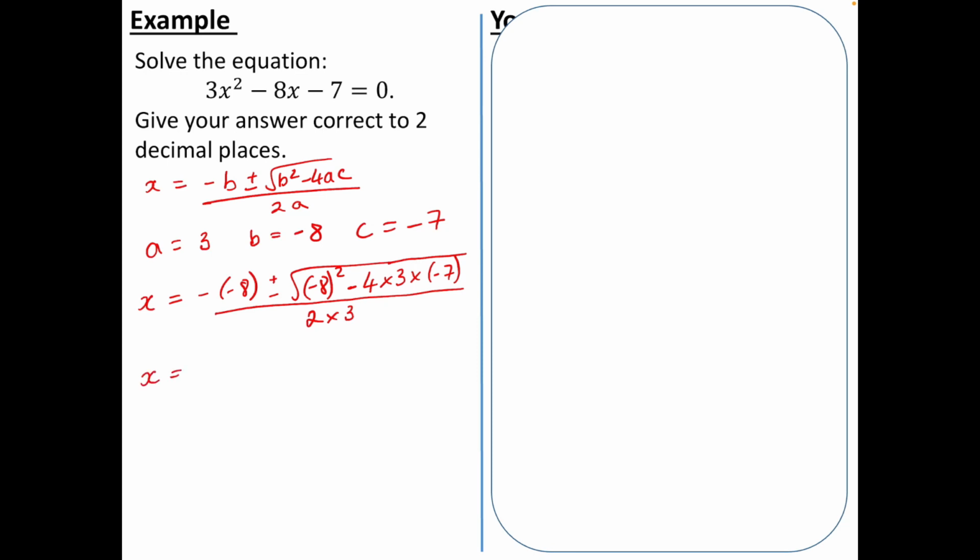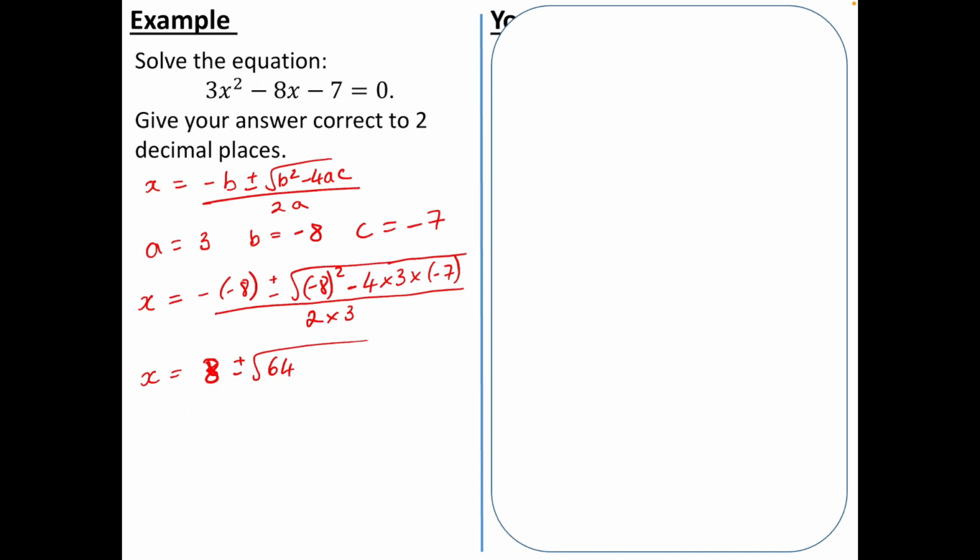Simplifying this, I need to remember that when I subtract a negative number, it actually just becomes positive. So that's going to be an 8. Then I still want to add or subtract the square root of any negative number squared is going to become positive. 8 squared is 64. Then I am subtracting 4 times 3 times negative 7.